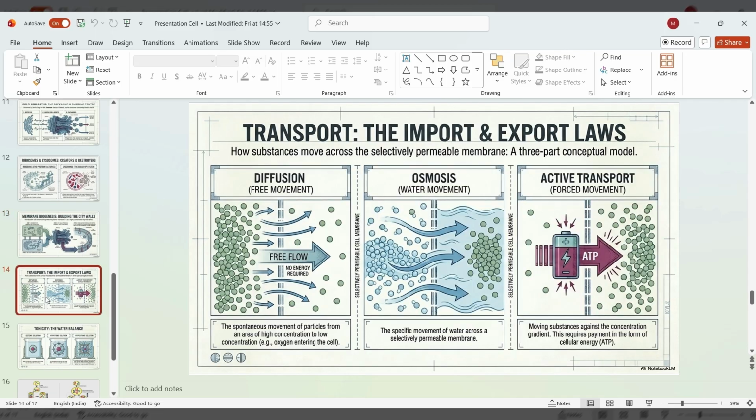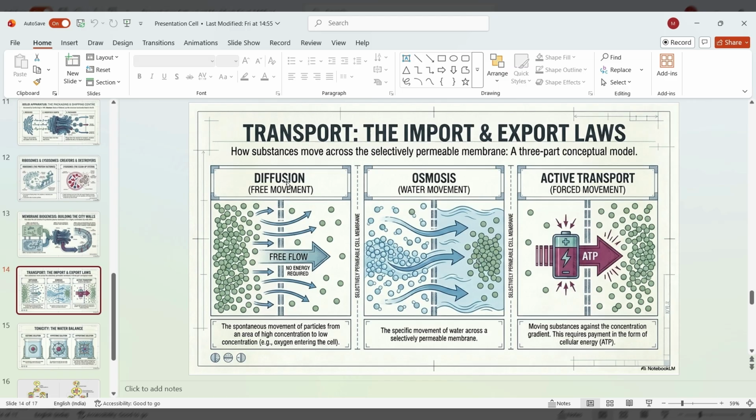Coming to the next point, that is osmosis, diffusion, and active transport. This is also one of the very important topics of this particular chapter. What is diffusion? Diffusion means molecules are moving from higher concentration to lower concentration, and that is a free movement. There is no membrane present, but in the case of osmosis, water movement occurs with the help of the membrane. And again, water actually moves from higher concentration to lower concentration.